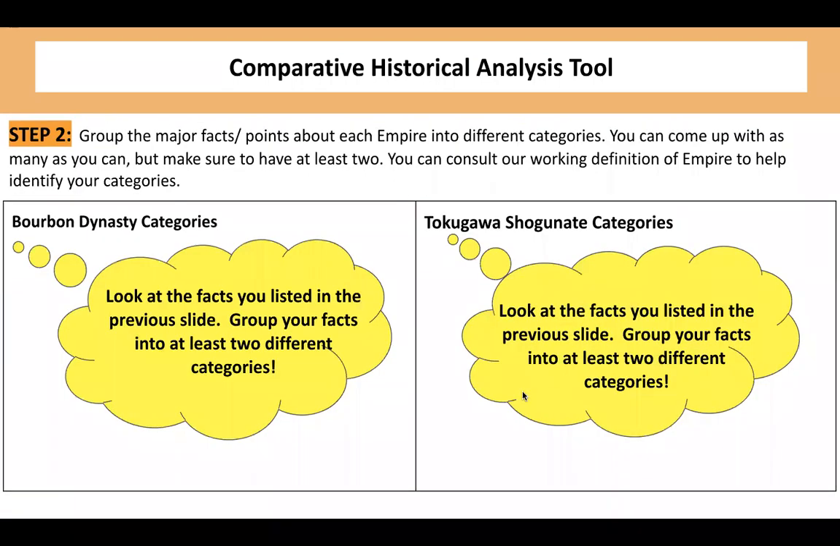So what is step 2 asking us to do? We're looking at our evidence that we know, and we want to try to start making sense of the evidence. So you could come up with as many groups and categories as you can, but have at least 2 of them. And if you wish, we have our definition from Unit 1 on empire that could help you figure out, well, what do these empires look like? What are their characteristics? So for the Bourbon dynasty, look at the previous slide if you wish, or look at what you have down, group your facts together, and do the same for the Tokugawa shogunate. You may pause here to work on this.